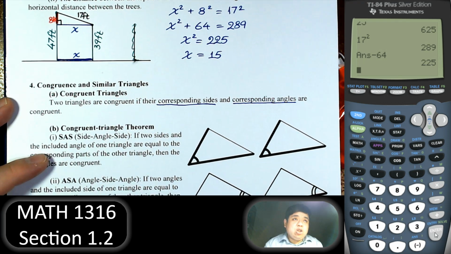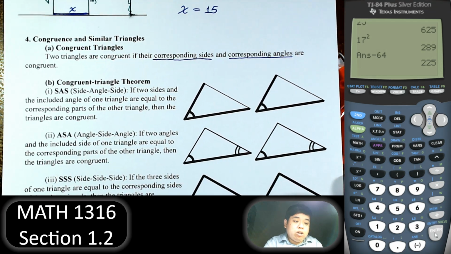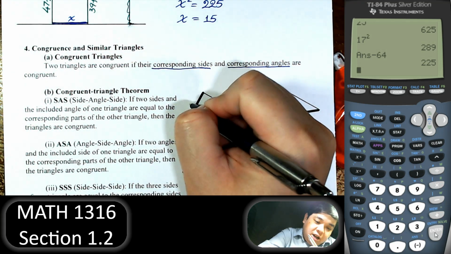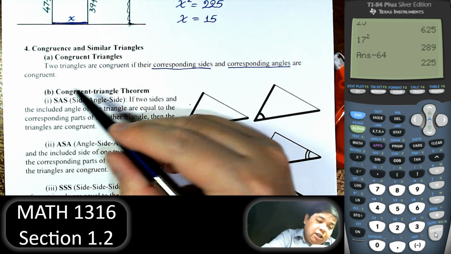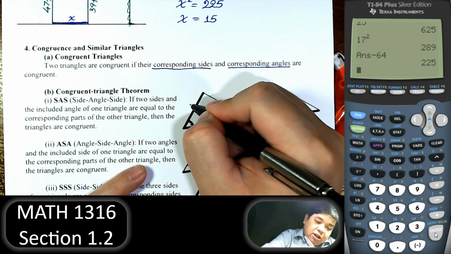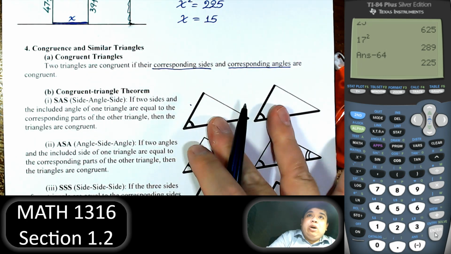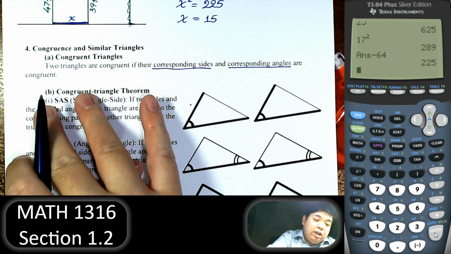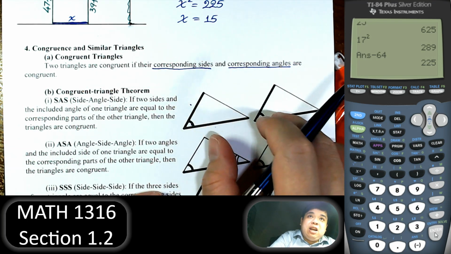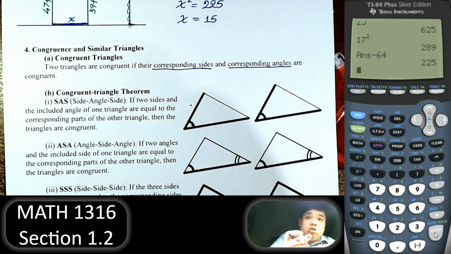So the criteria for congruent triangles, there will be two of them. We have a side, an angle between them, and a side. So side, angle, side. When we have two sides and an angle in between that are corresponding and equal, then the triangles are equal, or we say the triangles are congruent.